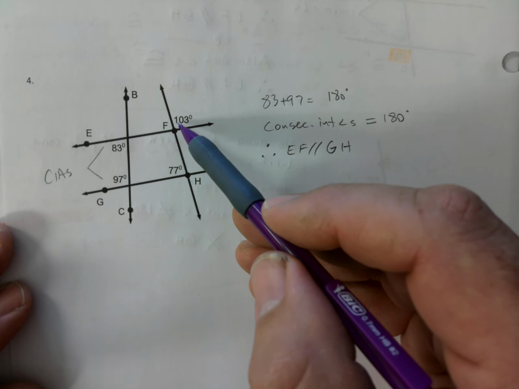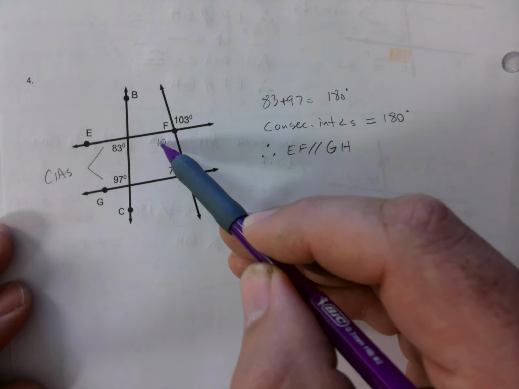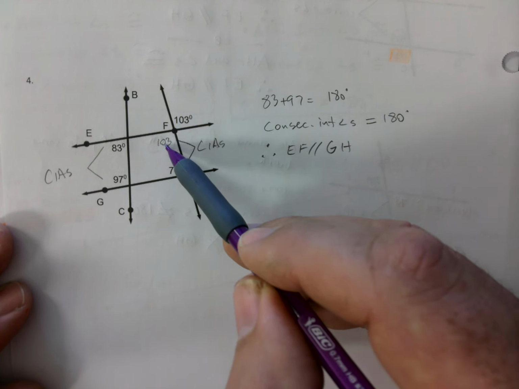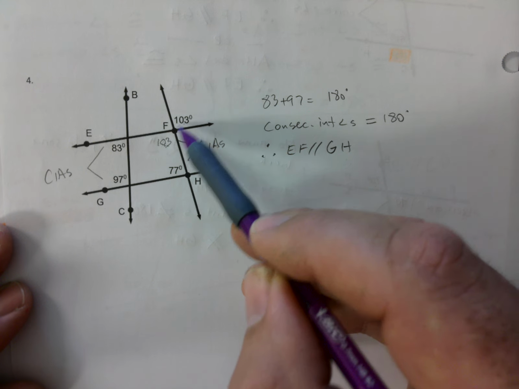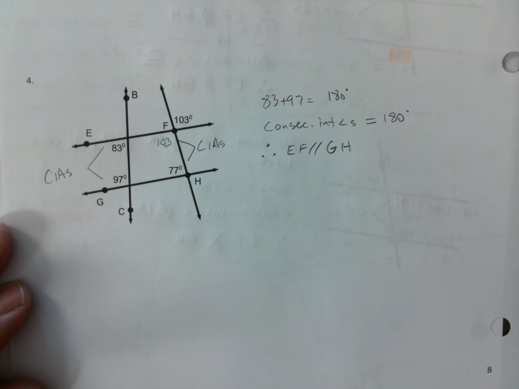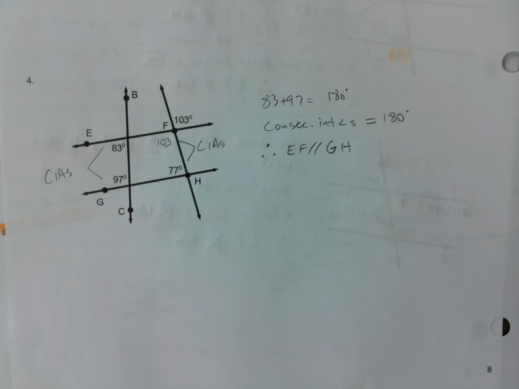You could have also come up with the 103 over here. These are also CIAs. I use vertically opposite to give me this. And then, oh, CIAs are 180 as well. So regardless of how you approach it, you get the same answer.